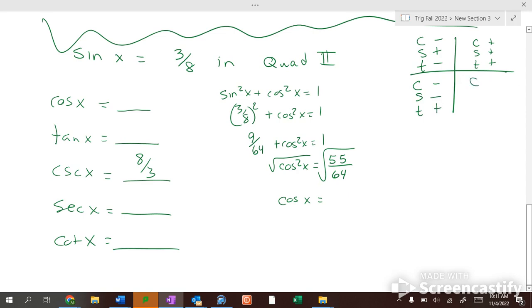Quadrant 4, cosine, because we're going to the right, is positive. Sine, because we're going down, is negative. Tangent, positive, or a negative divided by positive, is a negative.